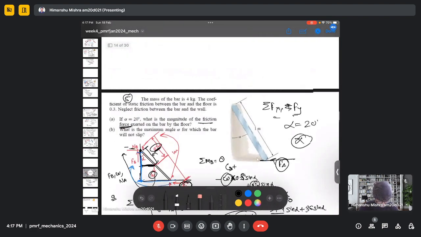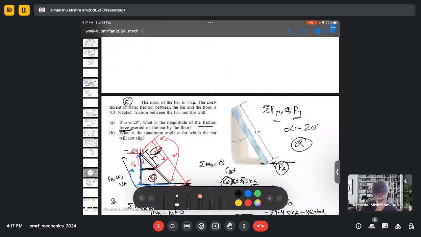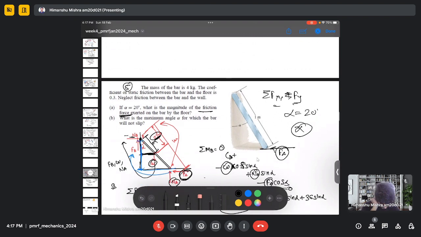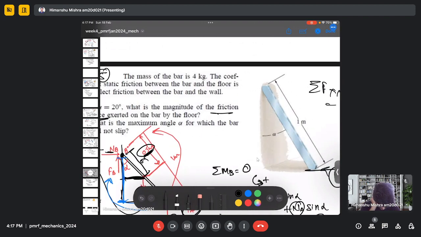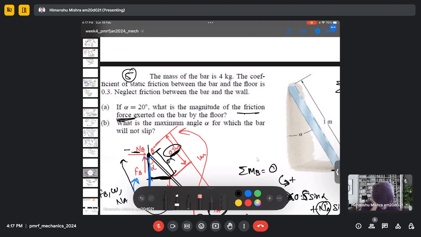So any question here? So I think in the actual problem it is given as neglect the friction between the wall and the bar, but we have considered friction at both the points. Oh, okay, yeah. Okay, so we need to neglect the friction here.